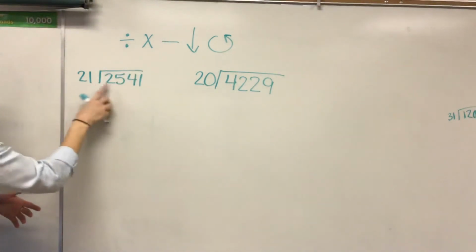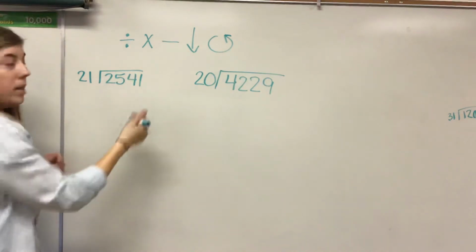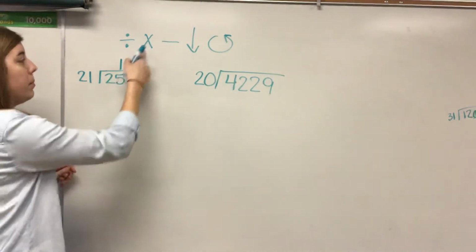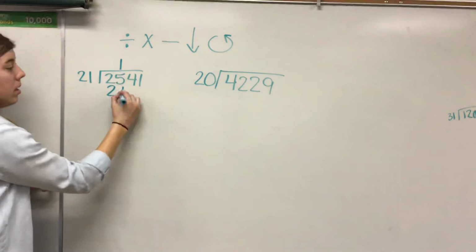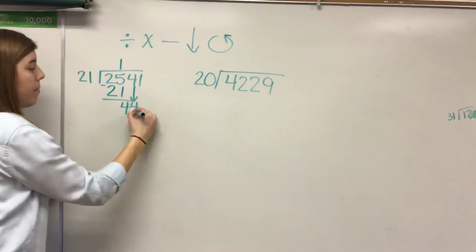How many 21s can go into 2? That doesn't work. How many 21s can go into 25? 1. That goes on top just like normal. Multiply. 1 times 21. Subtract. Bring it on down and bring it on back.